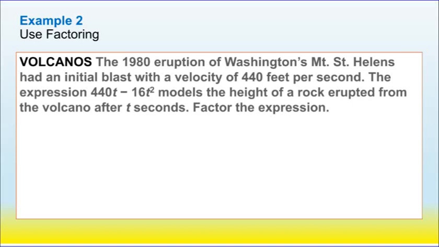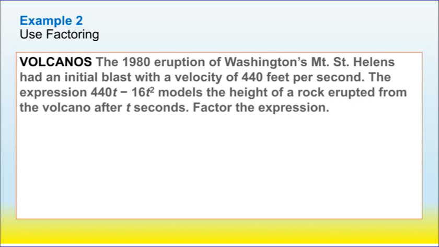Example 2, we're using a word problem now. The 1980 eruption of Washington's Mount St. Helens had an initial blast with a velocity of 440 feet per second. The expression 440t minus 16t squared models the height of a rock erupted from the volcano after t seconds.